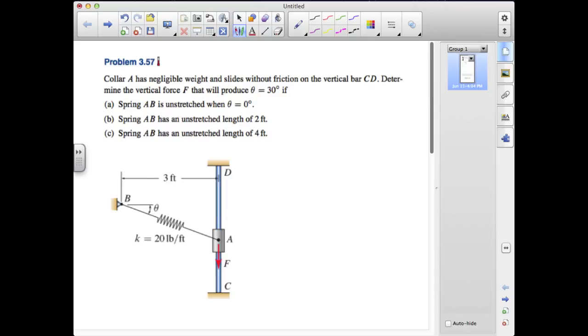In closing section 3.2, we'll try a couple of problems from this section. In the first one, we have a collar at A with negligible weight that slides without friction on the vertical bar CD. We want to determine the vertical force F that will produce an angle theta equal to 30 degrees with these three different unstretched lengths for the spring. Pause the video now and resume playing when you're ready to see a solution.